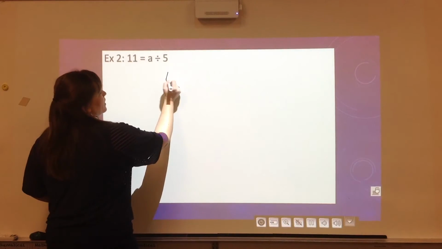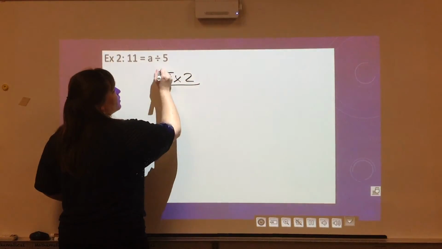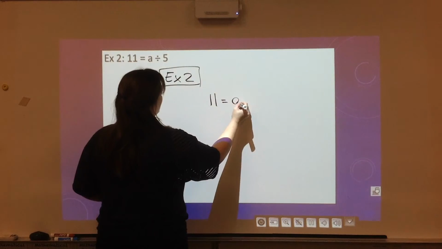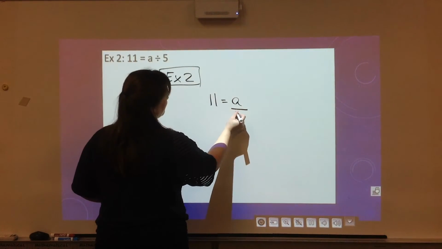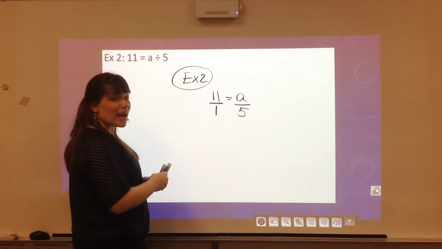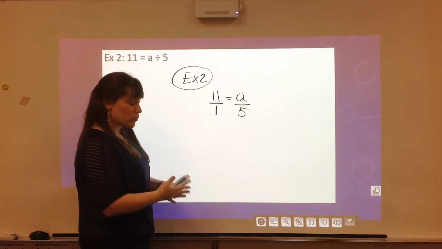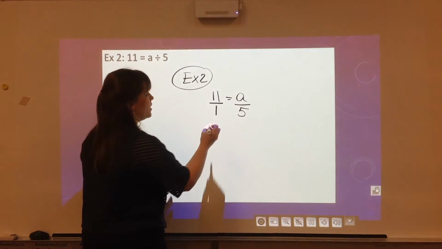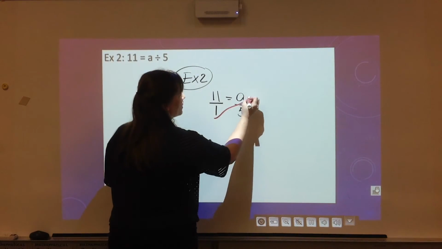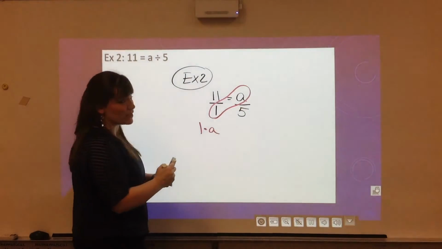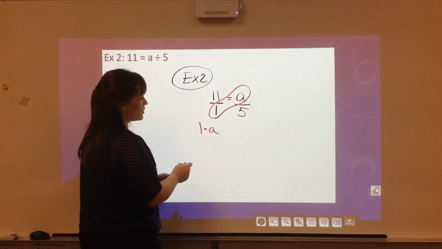Next, I'm going to do example 2, showing you the other option you have. I have 11 equals a divided by 5. I'm going to put the 11 over 1, because now I have 2 fractions that are equal to each other. Now I can do that cross multiplication trick. I'm going to start at the 1 and go up to the a, and I'm going to multiply, because that's the inverse operation I need to use.